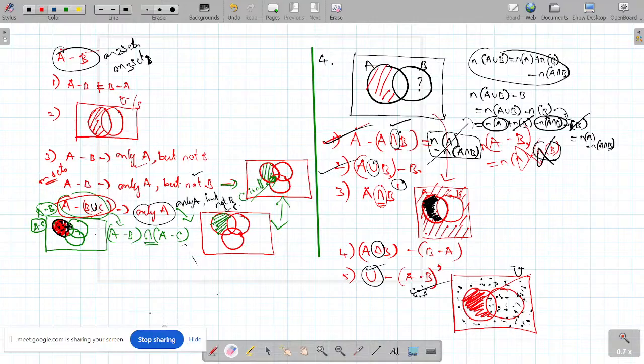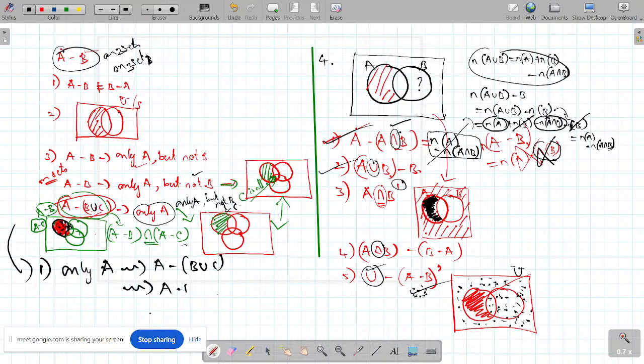We can write it in three ways. First one is for only A. I'm writing this only for A, which means there is no B and no C. It's understood? One way of representing is A minus (B union C). Another way of representation is (A minus B) intersection (A minus C). And the third way of representing is A minus (A intersection B intersection C).